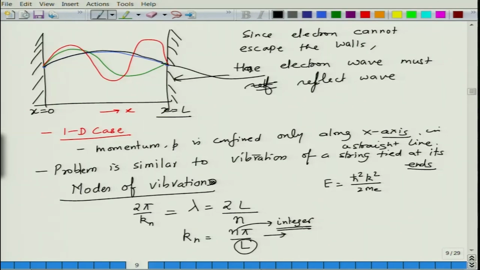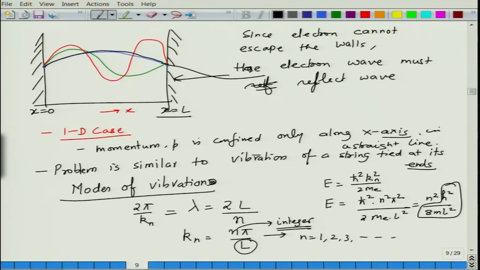So, basically k value could only be n is equal to 1, 2, 3 and so on and so forth. What it tells us is that this E now becomes h cross square into n square pi square divided by 2 m E into L square, or this becomes n square h square divided by 8 m L square. So, this is constant for a given material, m is m E basically. This is what it says, that now the energies of electron is quantized.